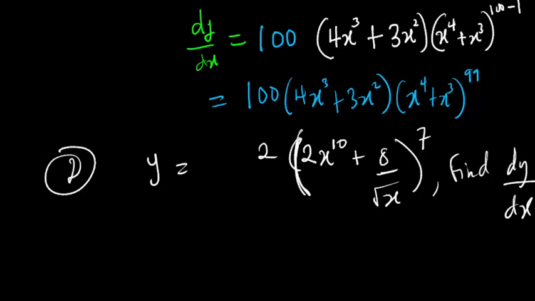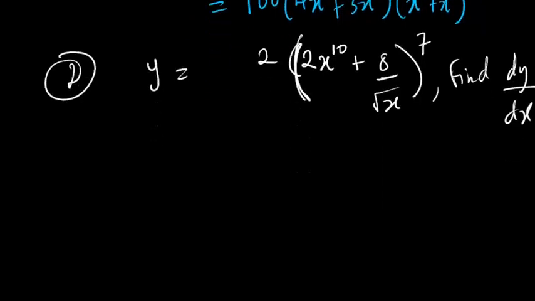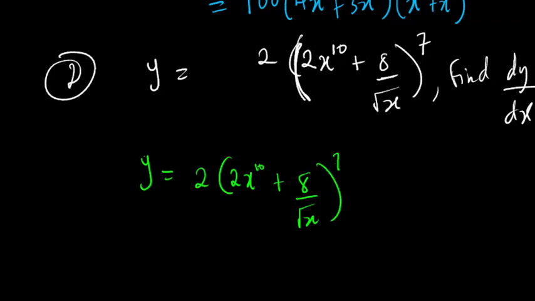You are asked to find dy/dx. So how are we going to undo this? Let's do it. So we have y equal to 2 open brackets 2x raised to power 10 plus 8 over root x, 15 raised to power 7.